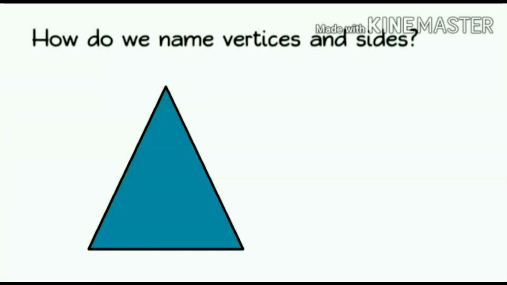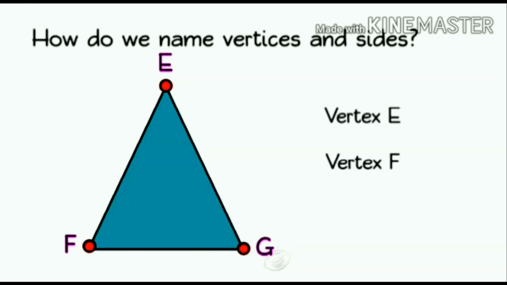We can name the vertices and sides of the triangle too. The vertices are vertex E, vertex F and vertex G. The sides are side EG, side EF and side FG.